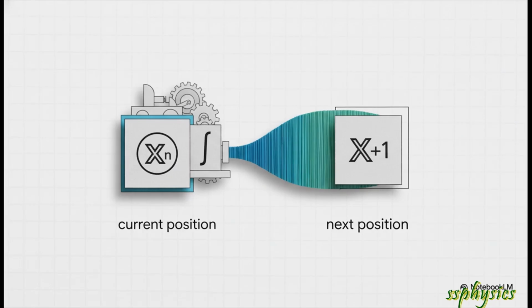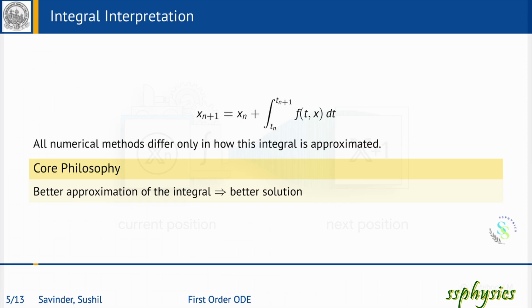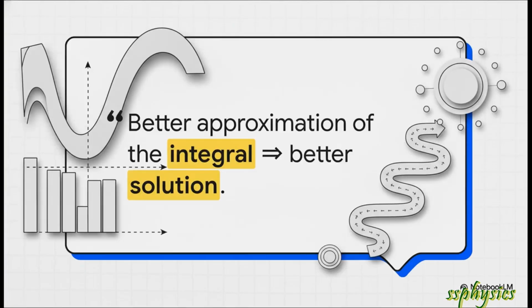Okay, let's get a little more formal for a second. Mathematically, what we're doing in each step is described by an integral. As you can see here, the value at our next step, xn plus 1, is just our current value, xn, plus all the change that's accumulated over that little time step. And that accumulated change, well, that's the integral of our rate function, f of t x. Here's the secret. Every single method we're about to talk about is just a different trick for approximating this one integral.